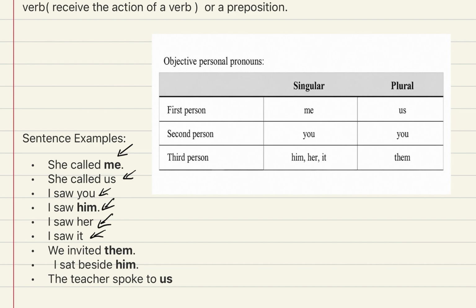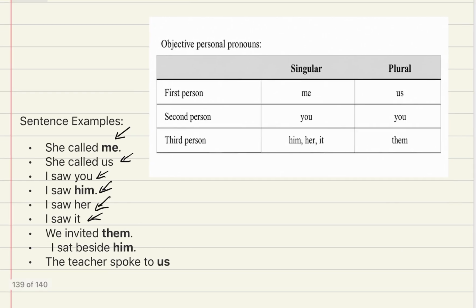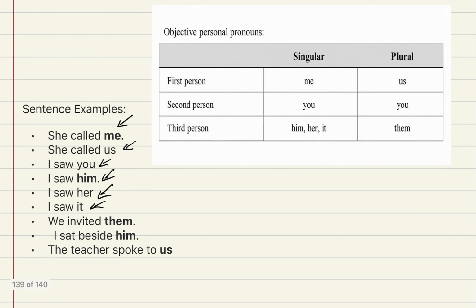Now remember, it is for a place, a thing, something that is inanimate, so it's not a person. But the pattern that you see here is that these objective personal pronouns come after the verbs saw, called, called, right? So they're coming after that particular verb. And then we have, we invited them. So when you're talking about a group of people, so more than one person.